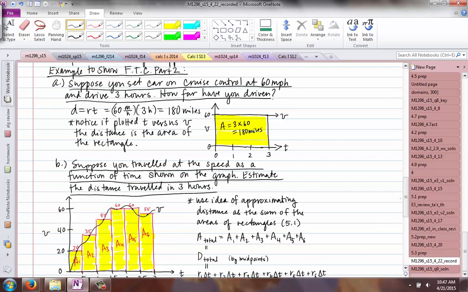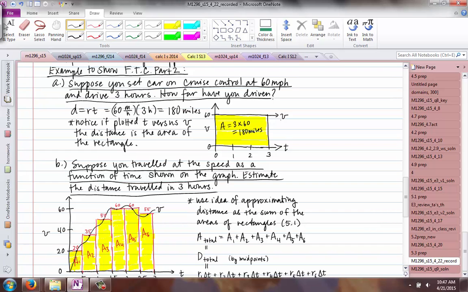So the way that you can figure this out is with our d equals rt, because it's a constant rate. And so if you're going 60 miles per hour for 3 hours, you just take 60 times 3, and the distance you will have traveled is 180 miles. So it's a little weird, but notice if you plotted time versus velocity, or the rate of 60 miles per hour, the distance is the area of that rectangle.